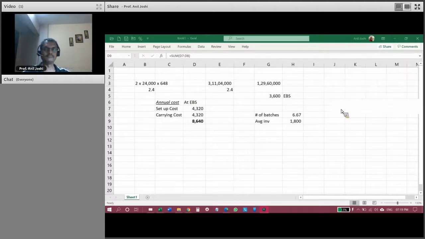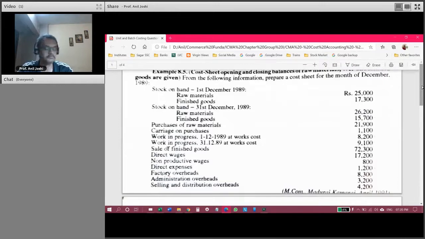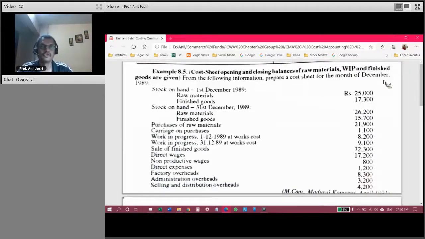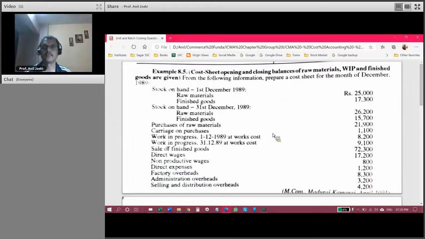Now, I have already uploaded this file at the beginning of the session, but anyway, I am showing it on the screen also. So later on, you can download that file at your end. Now, in unit costing, you manufacture one unit at a time. And in batch costing, you manufacture many identical units at a time in a batch. Both are jobs only. So both are part of your job costing.